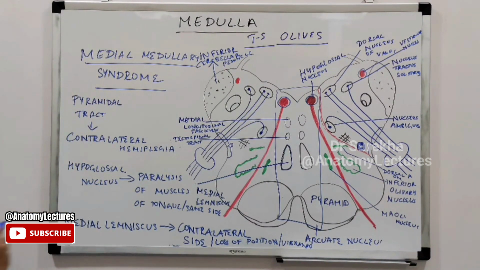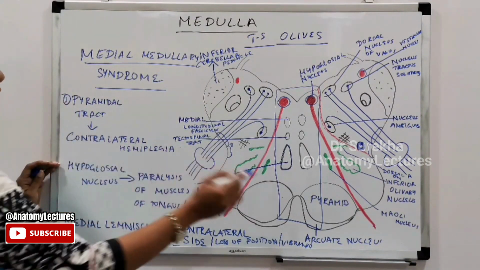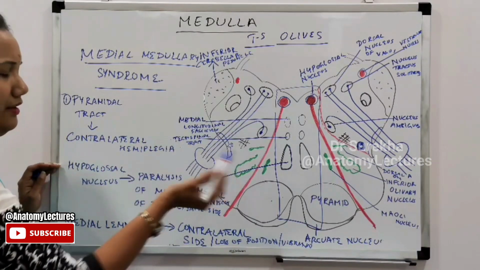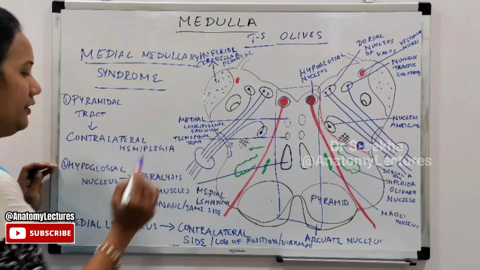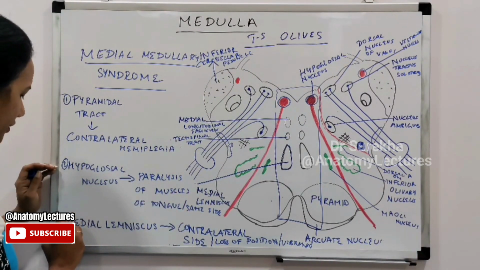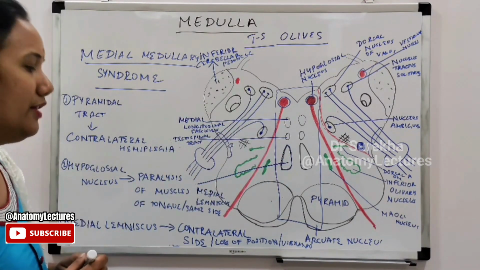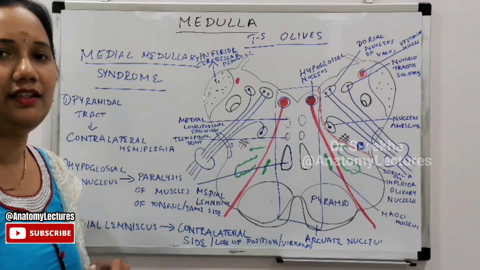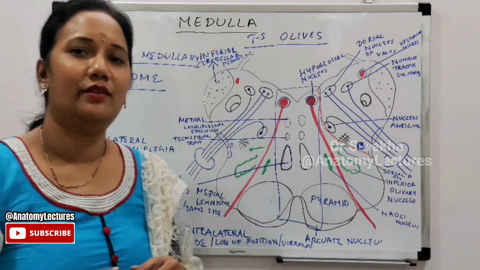So, as a whole, in the medial medullary syndrome, due to involvement of the pyramidal tract, you have contralateral hemiplegia of the upper and lower limbs, and then due to the involvement of the hypoglossal nerve nucleus, there is ipsilateral paralysis of the muscles of the tongue, and due to the involvement of the medial lemniscus, there is contralateral loss of position and vibration sense in the opposite half of the body. So this is about the medial medullary syndrome.